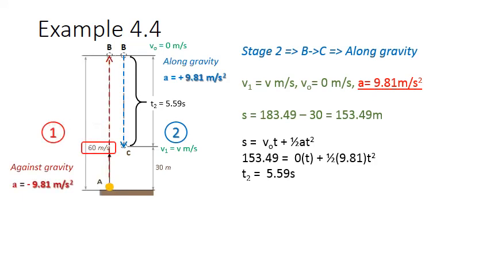So we need to find the total time taken from point A, B to C. Point A to B we have just gotten, it's 6.12. Sum them up, and we have the answer for part B.